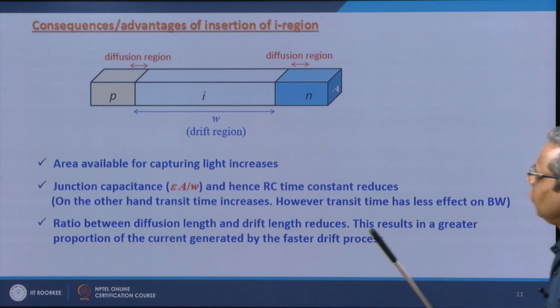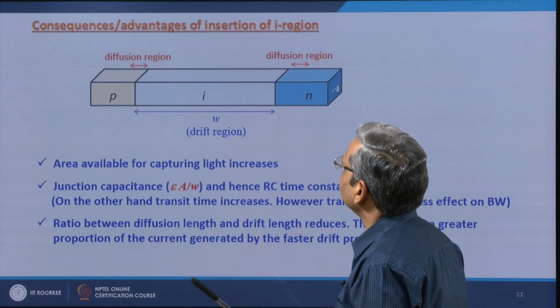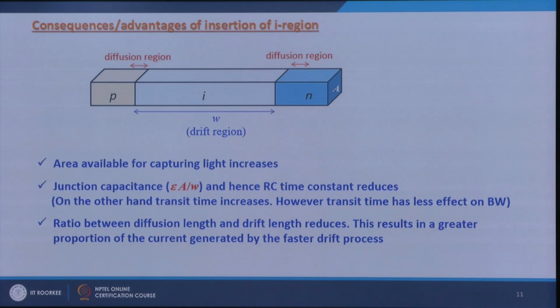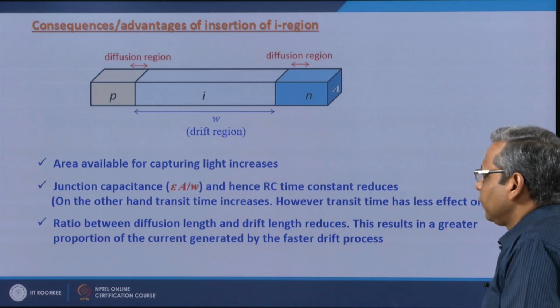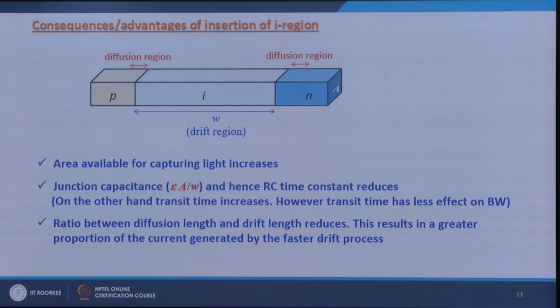Also, I see that now the drift region is much longer as compared to the diffusion region, and of course, the drift process is much faster than the diffusion process. So, you will have a faster response of the photodiode, the PIN diode.